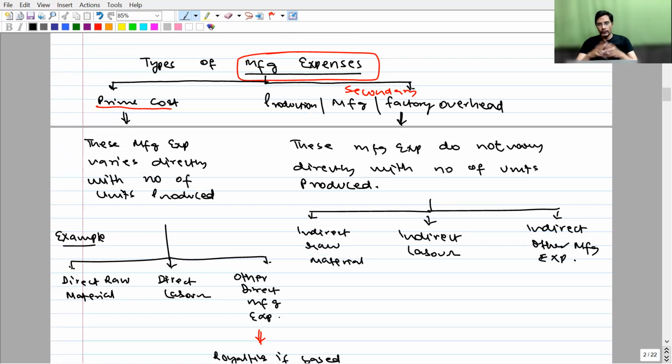Factory overhead is further subdivided into three parts: indirect raw material, indirect labor, and other indirect manufacturing expenses. Factory overhead refers to those manufacturing expenses which do not increase or decrease directly with the number of units produced. So this is basically what manufacturing expenses are.